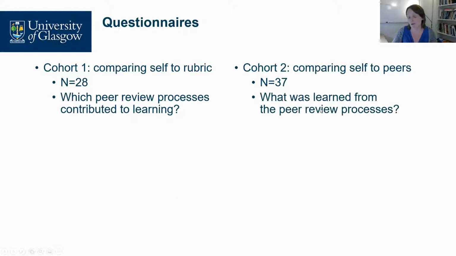For the second questionnaire, as I said, we got some interesting results about the different aspects of the peer review process that were helpful. So then we were interested in what was actually learned. We had learned about where they're learning it, and now we wanted to find out what it was that they were actually learning. So I hope that makes sense.